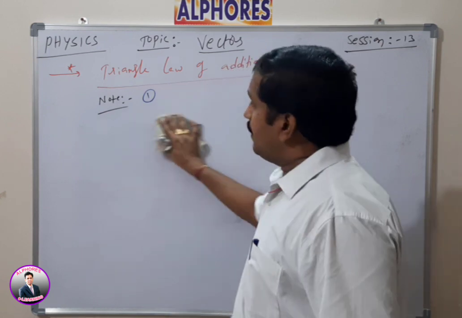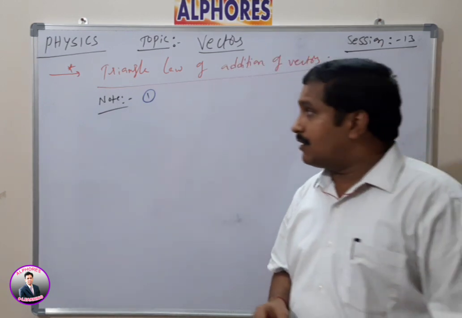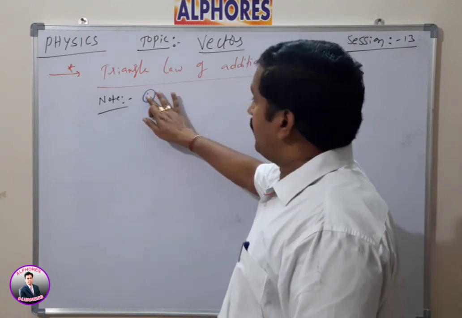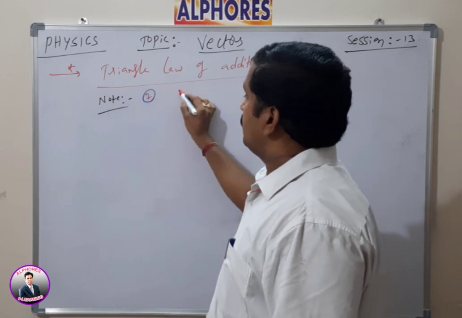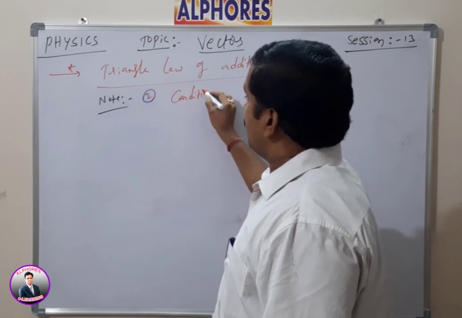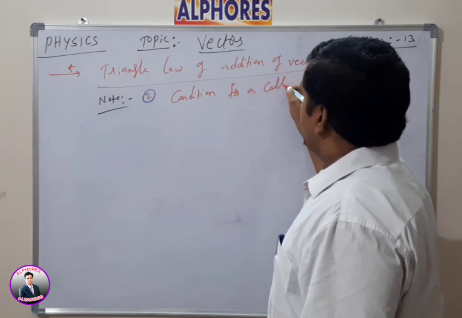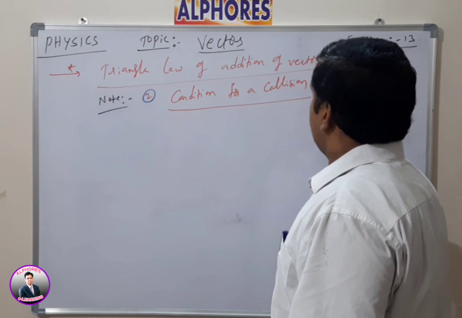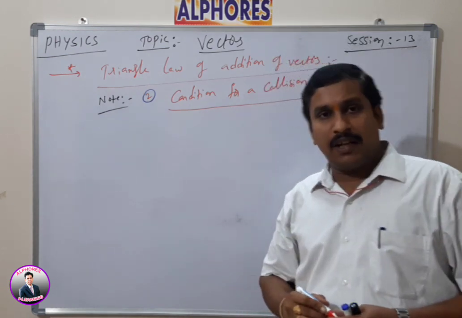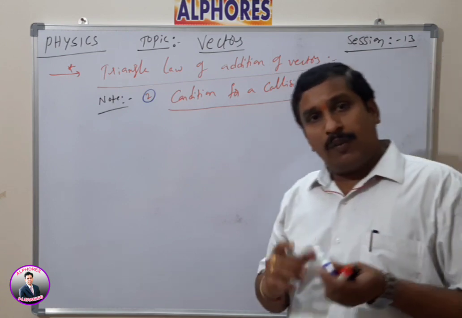Now I have to explain the second concept for the application of the triangular law. That is nothing but the condition for collision. This is the second application: the condition for collision. This is the most important application as per IIT. Now initially, I have to take two particles.